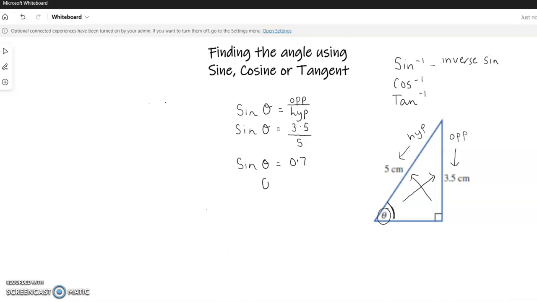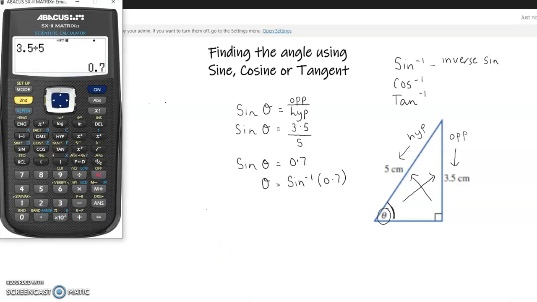So our next line of working is going to look like this. Our angle is equal to inverse sine. That's how we write it. Sine to the power of -1, inverse sine of 0.7. Now, to calculate this, we're going to use our calculator. So here it is again, and what I'm going to do is clear my screen and we're going to find inverse sine. So where is inverse sine on our calculator?